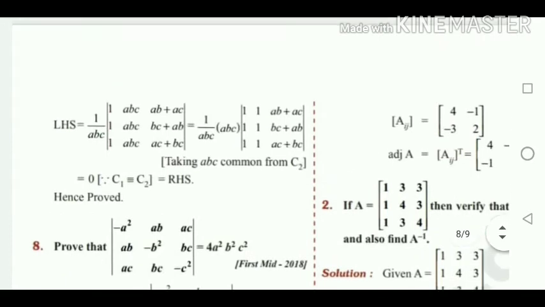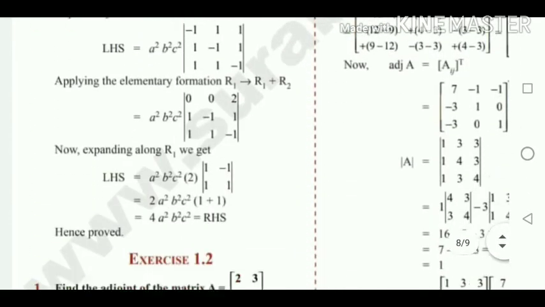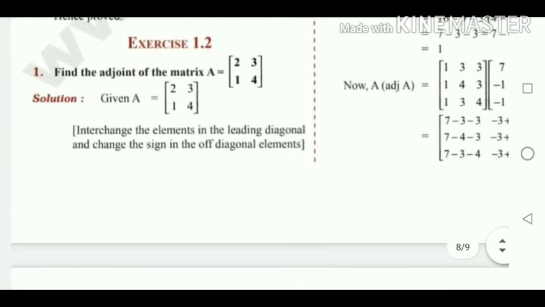The next we are going to see about exercise 1.2. Find the adjoint of the matrix A equal to [2, 3; 1, 4]. Given A equal to [2, 3; 1, 4], interchange the elements in the leading diagonal. Leading diagonal is 2, 4.